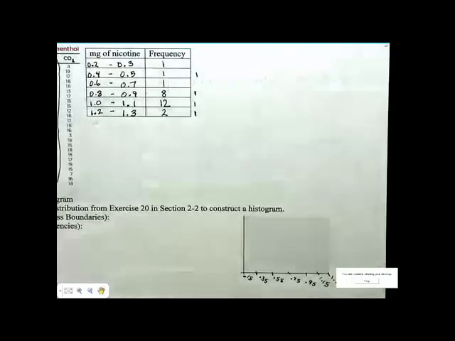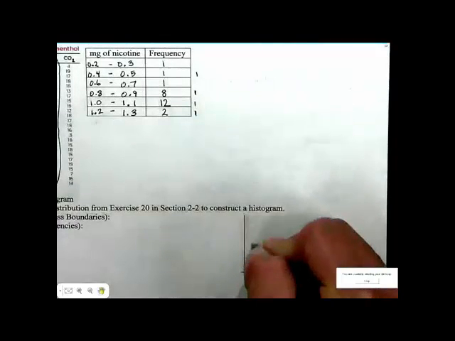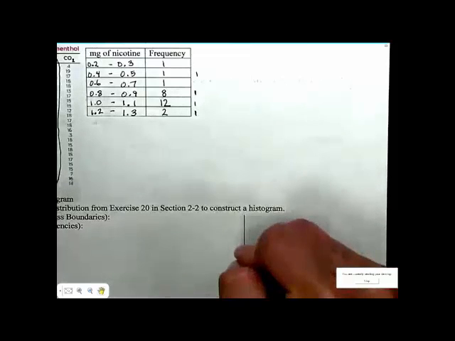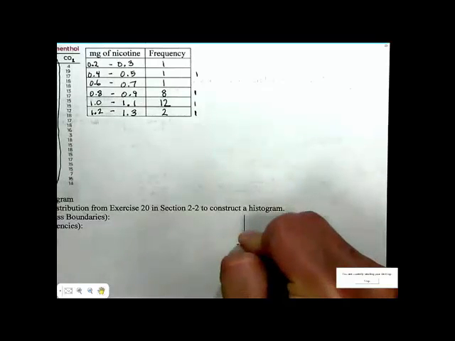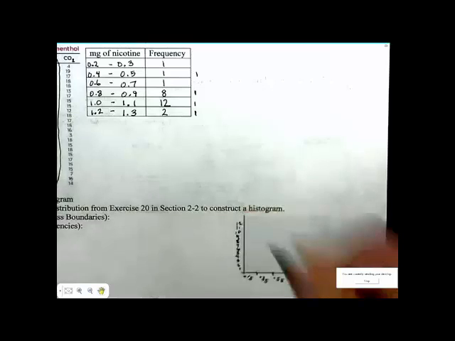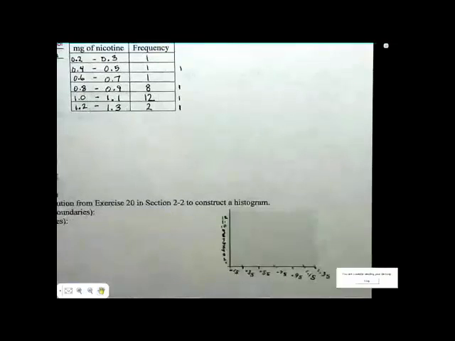The greatest frequency that we had in any class was 12, so that's what needs to go up the vertical axis. Now, did I actually leave you 12 little lines here? I think I did. 1, 2, 3, 4, 5, 6, 7, 8, 9, 10, 11, 12. Yep, you can count by ones. Or you can just label every other line and count by twos if you don't want to try to squeeze all those numbers in.